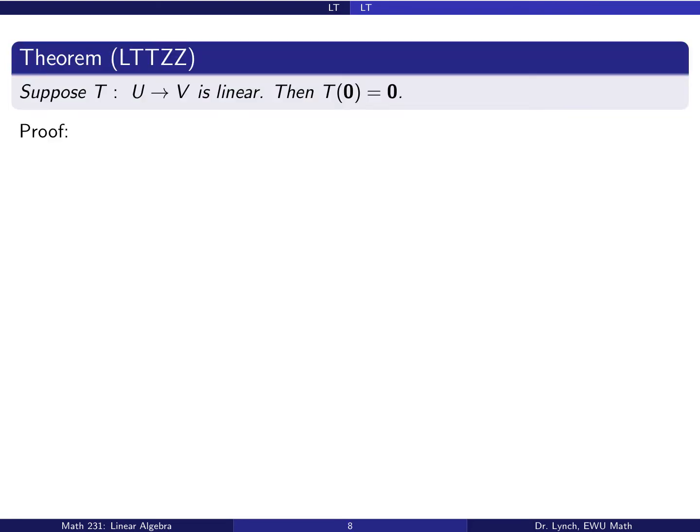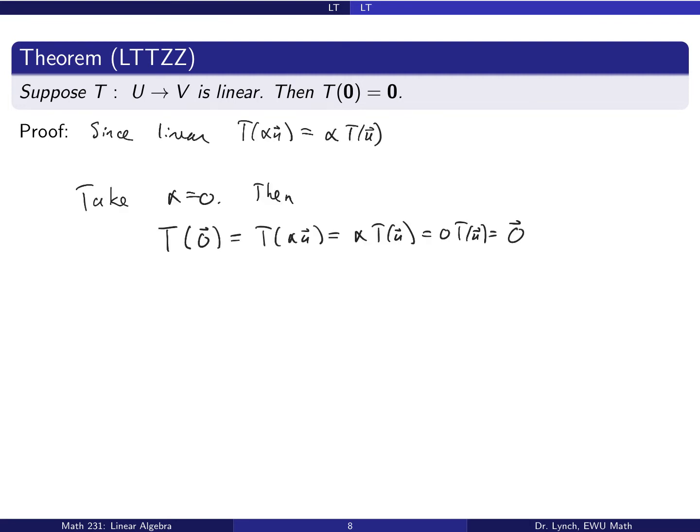Here's the theorem. Suppose that you have a linear transformation, then the image of the zero vector is always the zero vector. The proof of this is pretty quick. Since our transformation is linear, it must be that T of alpha u is alpha T of u, and that has to work for all alpha. So in particular, it has to work when alpha is 0. So certainly T of the zero vector, for alpha equals 0, is T of alpha u, which is alpha T of u. Now since alpha is 0, this had better be 0. So we see that in a linear transformation, the image of the zero vector always has to give us back the zero vector.